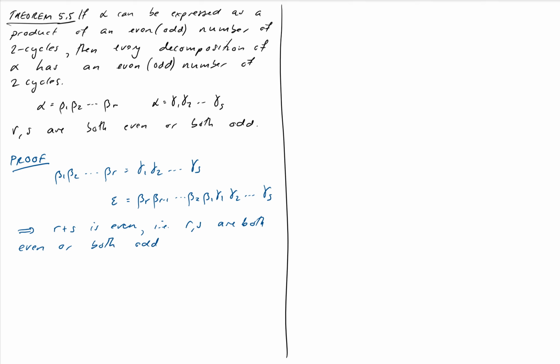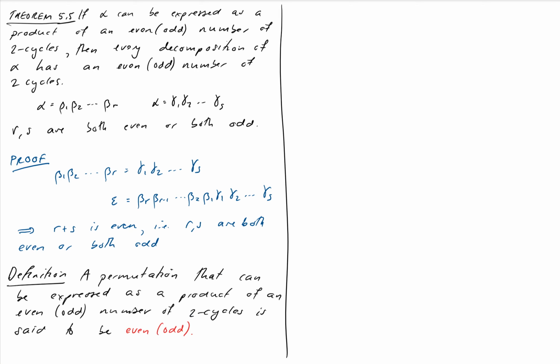Alright, so let's just have a quick definition to make sense of that. We can now define what it means for a permutation to be even, and pretty simply, a permutation is regarded as even if you can write it down using an even number of two cycles, and similarly for odd. If you can write it down as a product of an odd number of two cycles, then it's an odd permutation.